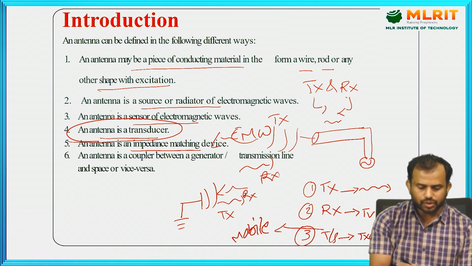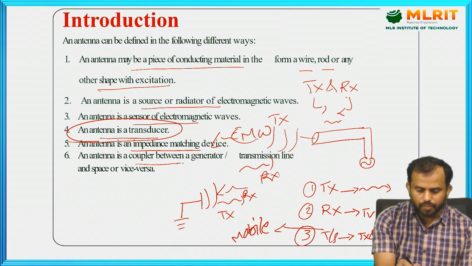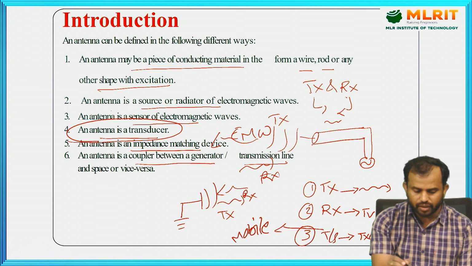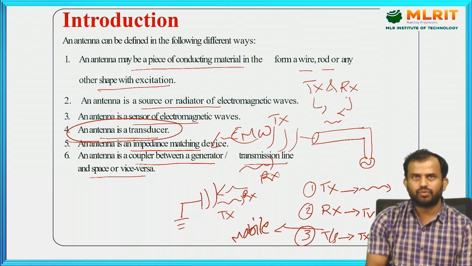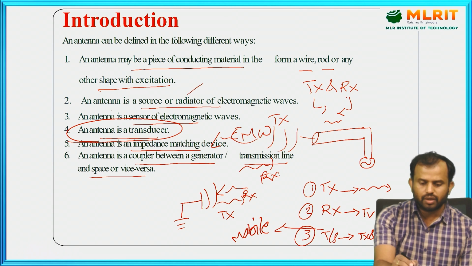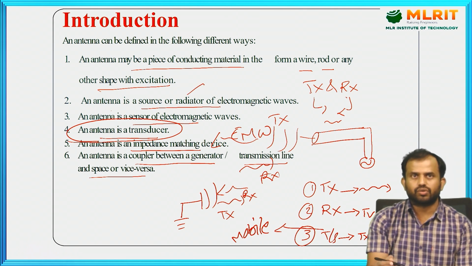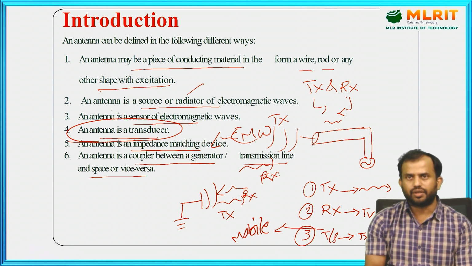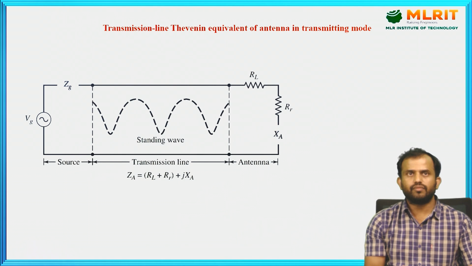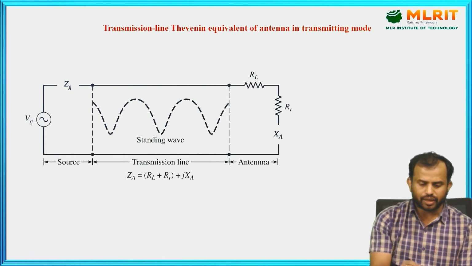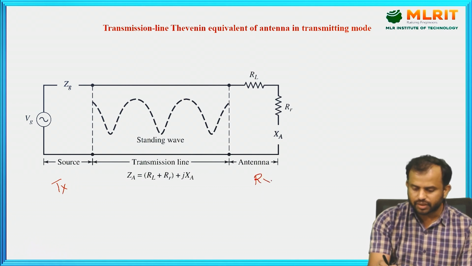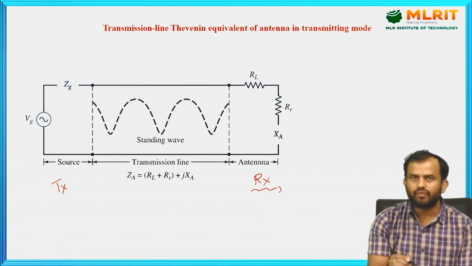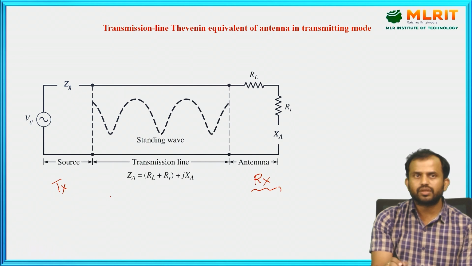And the last one, the antenna is also a coupler between the generator, a transmission line and a space or vice versa. So already we discussed this one. The antenna is also acting as a source or radiator. Similarly, it is also acting as a coupler between the generator and the transmission line. So when you see this, this is my source section antenna and this is my destination section antenna, which means my transmit signal values only. So how is the information transmitted?